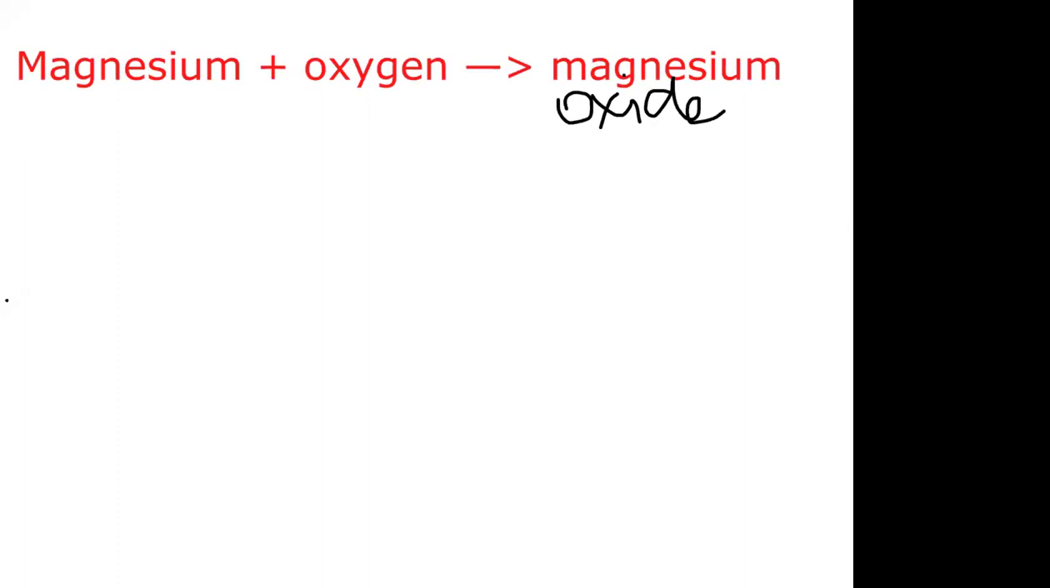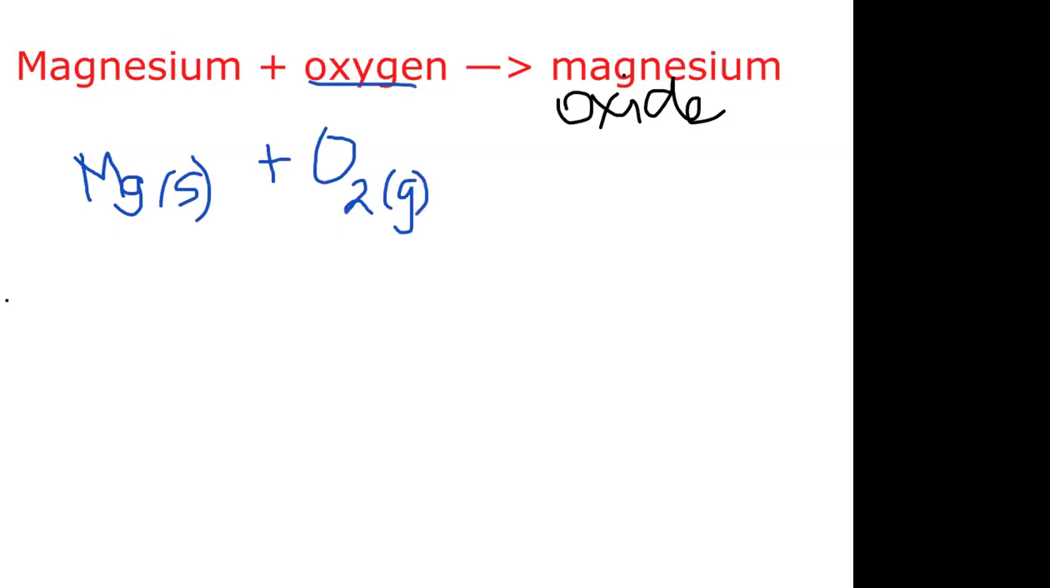Magnesium is uncombined. What do I write? Mg only, because magnesium is uncombined. What's the state symbol for magnesium? Magnesium is a metal. For metals, we use solid. Plus oxygen, O2. Oxygen is diatomic. I will write O2. Clear?